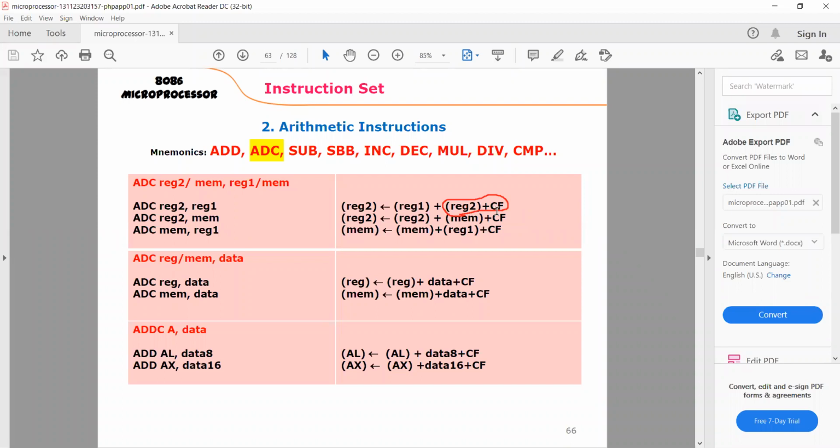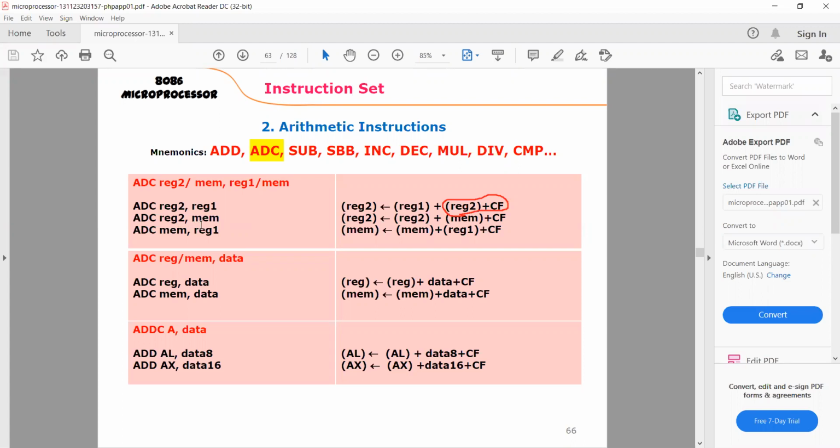The same instruction, the same operand section, but the only difference is the opcode section will be different. The opcode section will have ADC, that means addition with carry. The data that is present in register 2 will get added to register 1 along with the carry flag. If the carry flag is containing 0, that will be added. If the carry flag is containing 1, that will also get added. If you add 0, nothing will get changed. But if you add 1, the result will change.